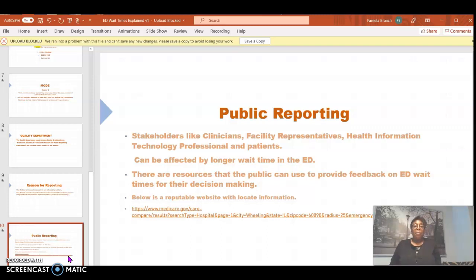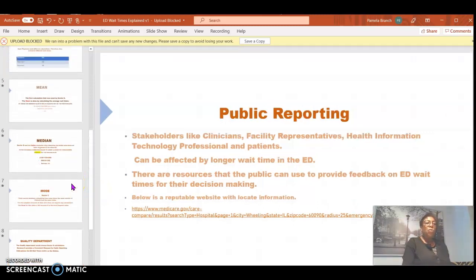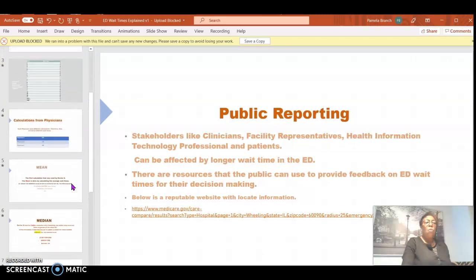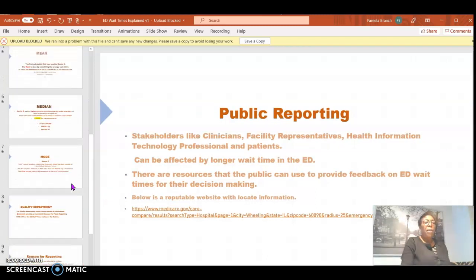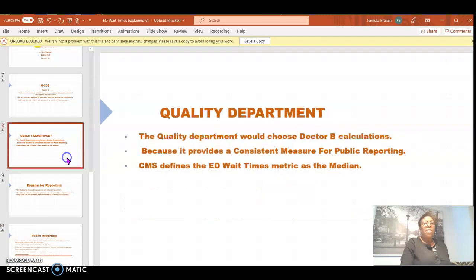Well, I appreciate you allowing us to look at some of the calculations and how we use them, and how the quality department calculates and decides what to report to the public and what data to report.